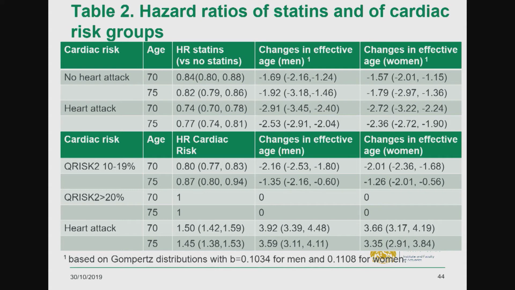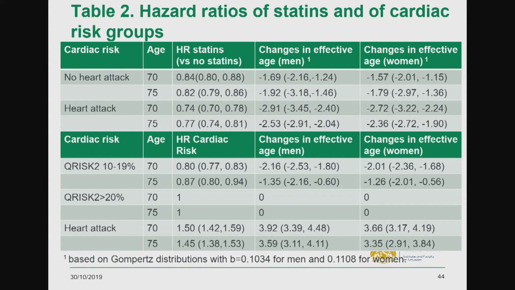They are the highest at age 75 for men, but basically they are changes in between 1.6 to almost 2 years in effective age. And they are much higher for heart attack survivors because the hazard ratios of statins are lower, and that evidently tells us that statins are more important in that category of patients. And those hazard ratios translate to almost 3 years, 2.5 to 3 years changes in effective age.